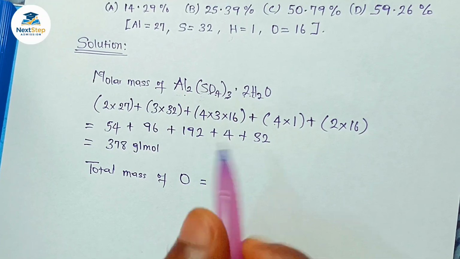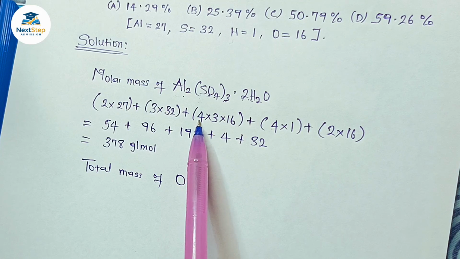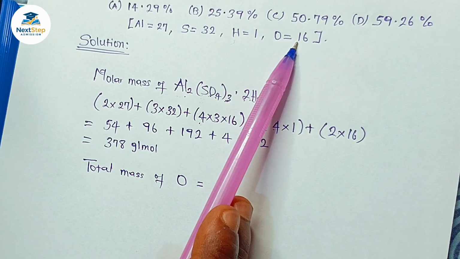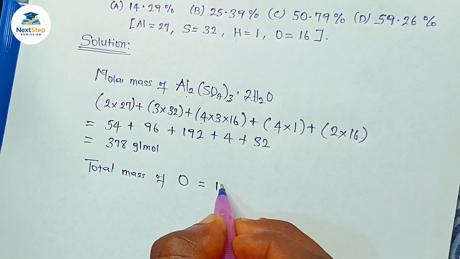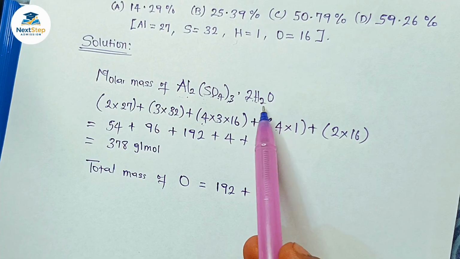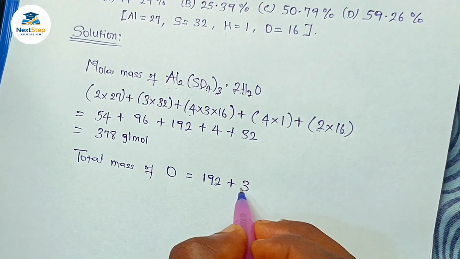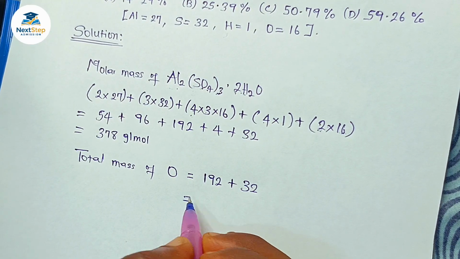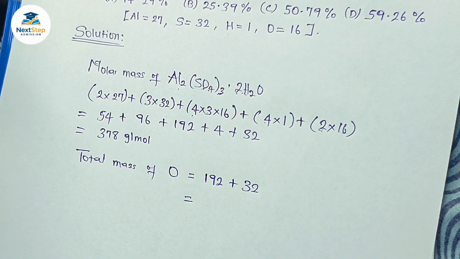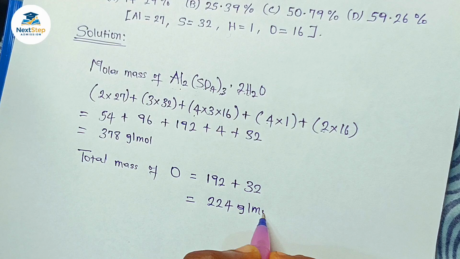Okay, so how do we do that? On this side, we know that the total mass of oxygen, we've calculated it before, 4 times 3 times 16. 4 times 3 times the mass of oxygen, which is 16. And what do we get? We get 192 plus the mass of oxygen at the water of crystallization side, which is what? 2 times 16, and that gave us what? 32. So by the time we sum it up, 192 plus 32, and that will give us what? 224, same unit, gram per mole.